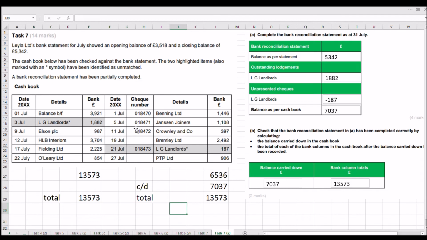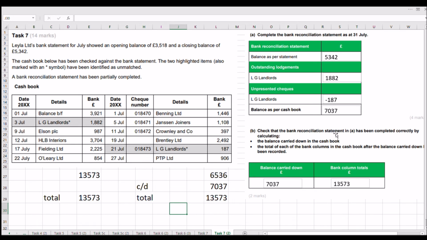And now we're just in the last bit where we've got these 2 items. So this is the debit side, so these are outstanding lodgements. Here's our balance per the bank statement. Here are our outstanding lodgements, which we add on here. Here are our unpresented checks. Now I put these as a minus. You'd put this just as normal, but I put this as a minus to show that we deduct off our unpresented checks to get to the balance as per the cash book, 7037.